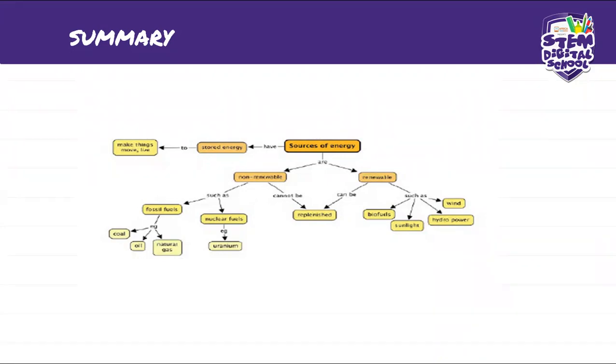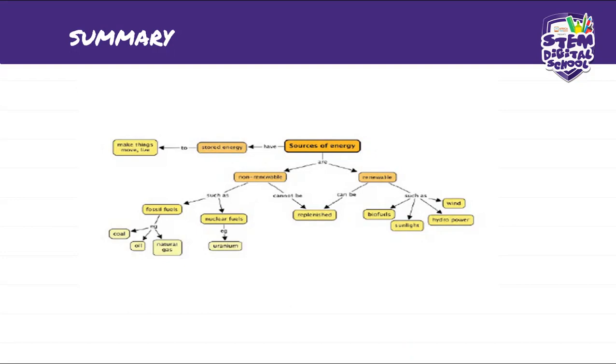Renewable sources, we are talking of what? We are talking of the biofuels. We're also talking about such as the wind, hydropower, sunlight, and biofuels. Then we're talking about what? They can be replenished. Replenished means they can be replaced. Then when we look at sources of energy, we can see that they are also non-renewable, cannot be replenished.